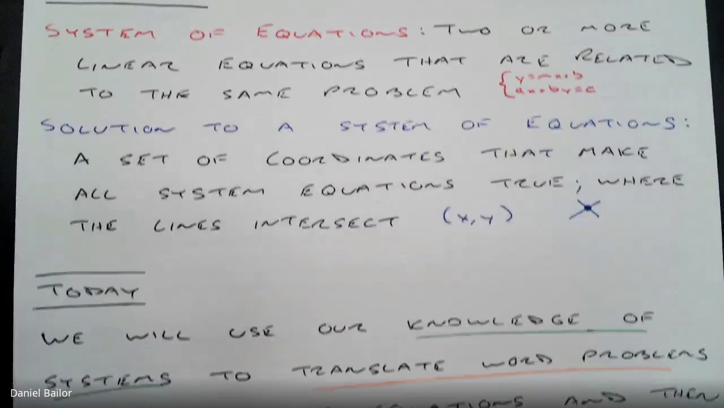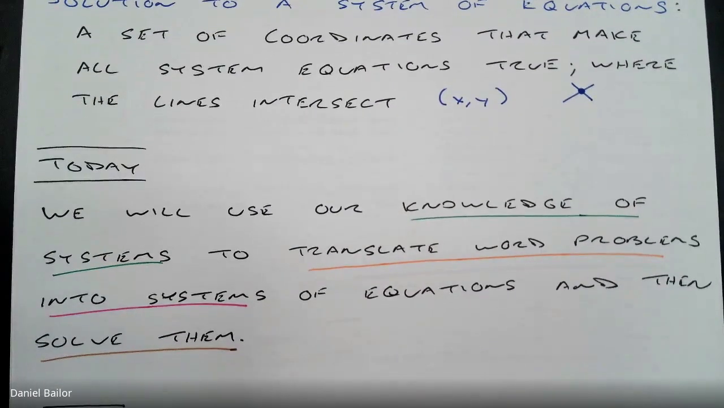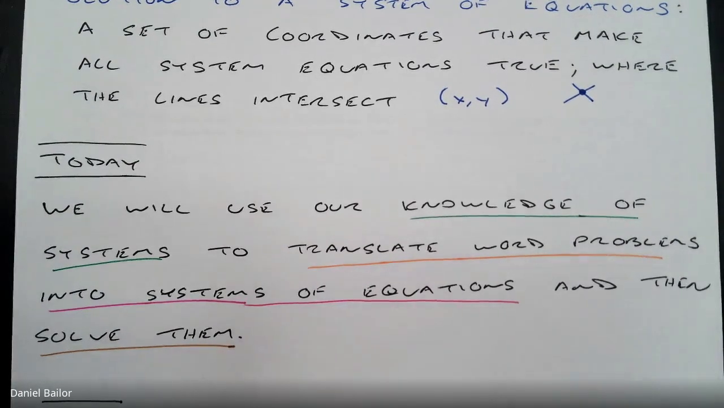Speaking of today, we'll use our knowledge of systems to translate word problems into systems of equations, and then solve them. So we're going to get a word problem. You're going to translate the word problem into a system. So you're going to take a word problem and make two equations in one system. And then you're going to solve that system to solve the word problem.